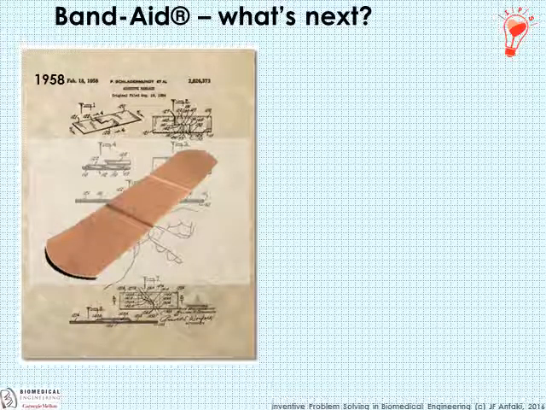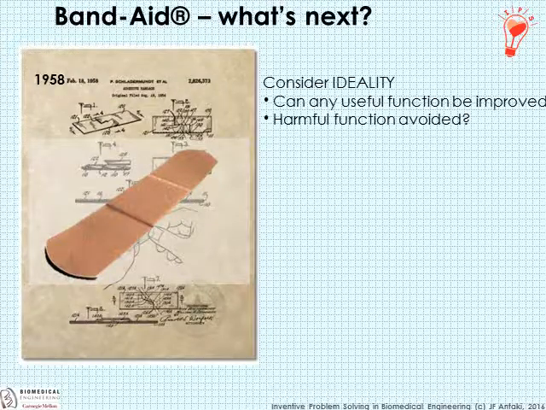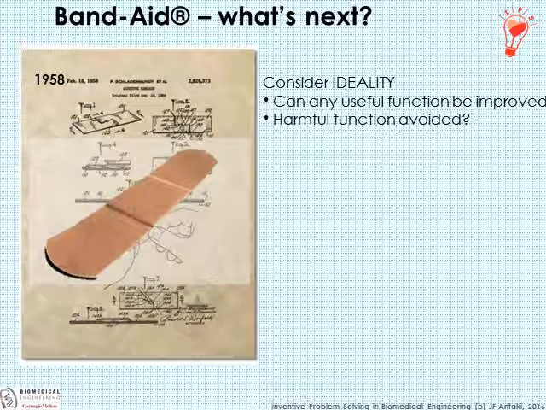So now applying that same logic, now we have a Band-Aid. It's persisted for a long time. They look pretty much the same. Doesn't that imply to you that there's an opportunity for innovation? And does it ever make you wonder what could possibly be beyond the Band-Aid? We can always consider ideality when we ask ourselves this question.